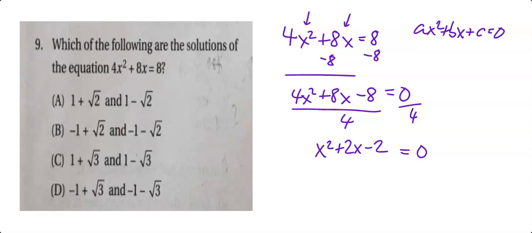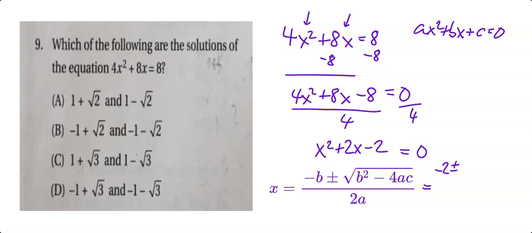Now we need to use the quadratic formula. So there's our quadratic formula. The a is going to be whatever the coefficient is in front of the x squared. The b will be in front of the x, and the c is the constant. So this becomes negative b, which is negative 2, plus or minus the square root of b squared, which is 2 squared, minus 4. A is 1 and c is negative 2, all over 2a.